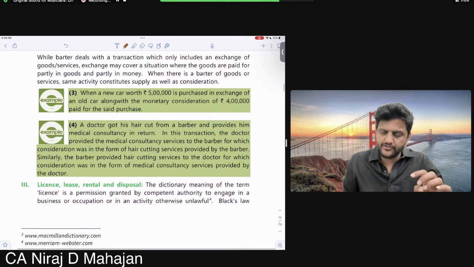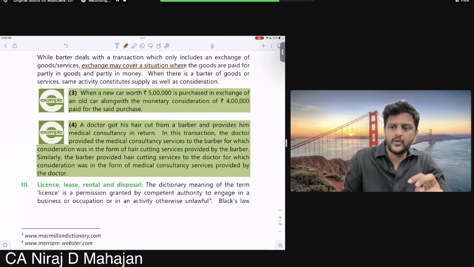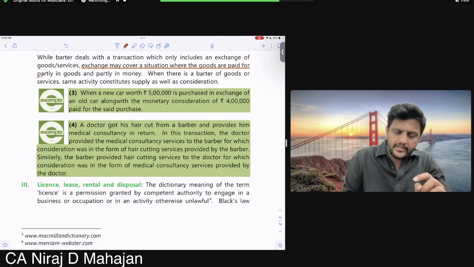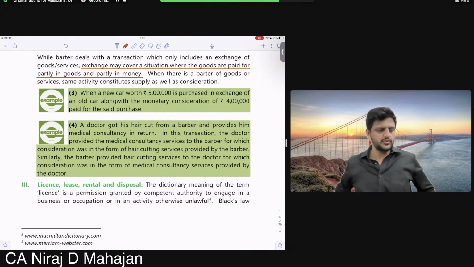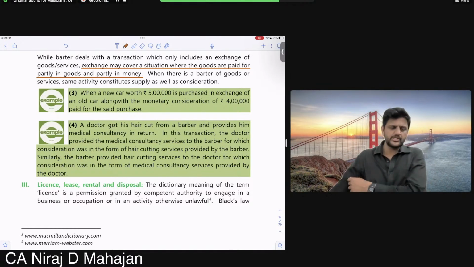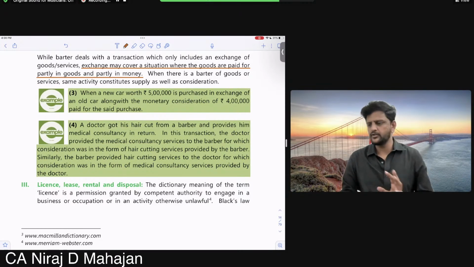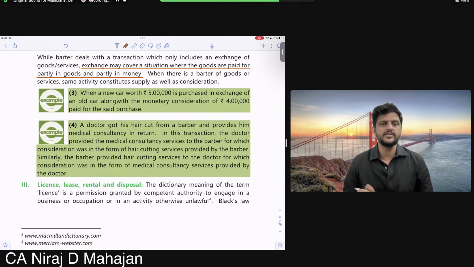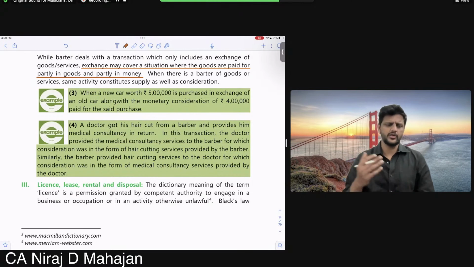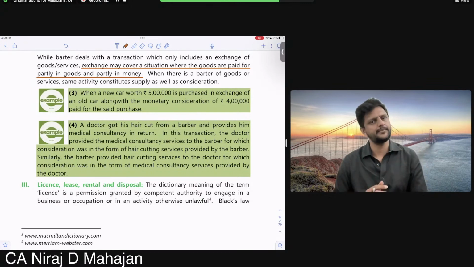While barter deals with transactions which only include an exchange of goods or services, exchange may cover a situation where the goods are paid for partly in goods and partly in money. Not barter means 100% exchange of goods or services. Exchange means partly in goods and partly in money. Understood or no? So when there is a barter of goods or services, the same activity constitutes supply as well as consideration. Whatever you are getting in return, that is consideration, and whatever you are giving, that is supply.